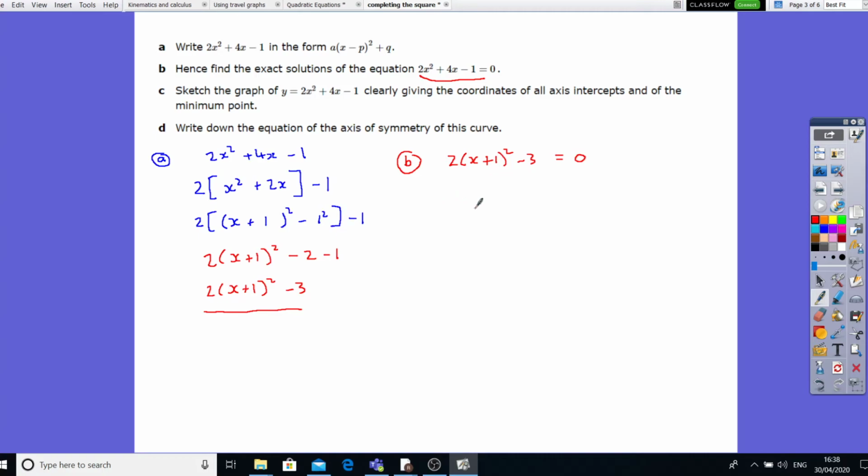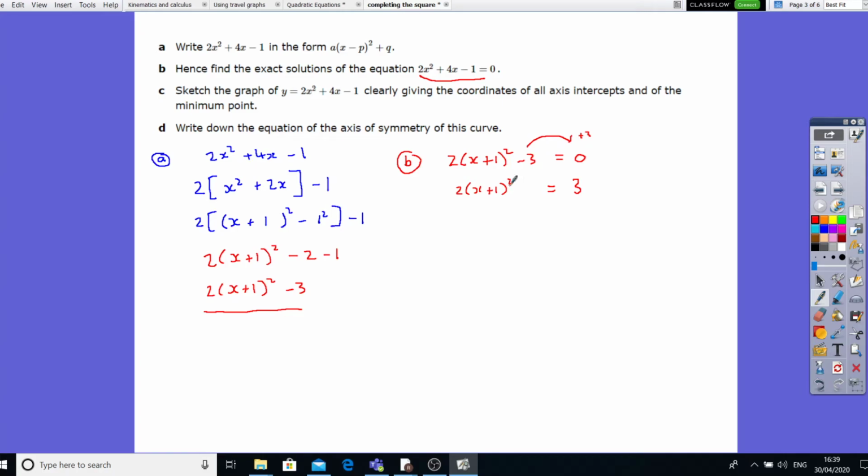Now let's solve this for x. Let's take that to the other side. The opposite of minus 3 becomes plus 3. That gives me 2 bracket x plus 1 squared equals plus 3. In essence, we're adding 3 to both sides.